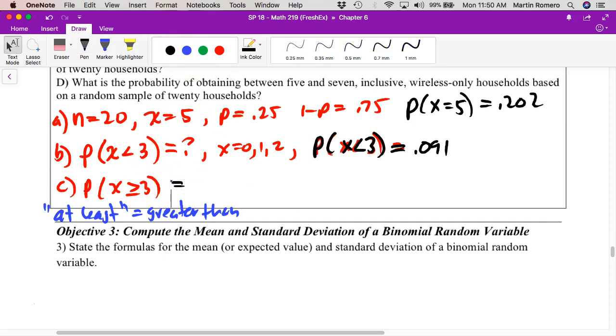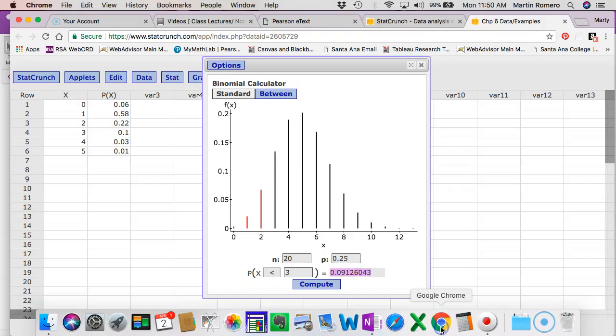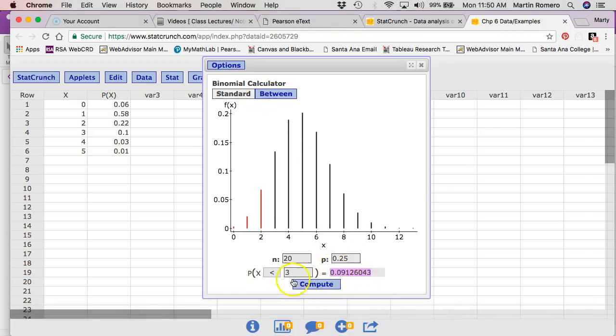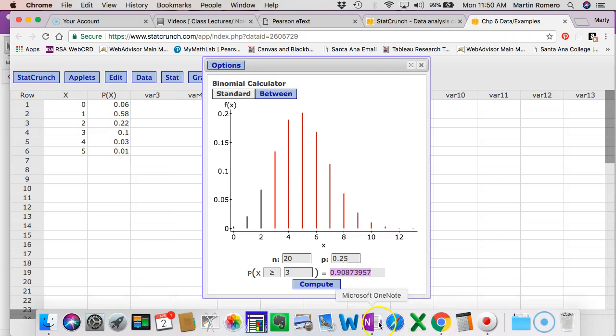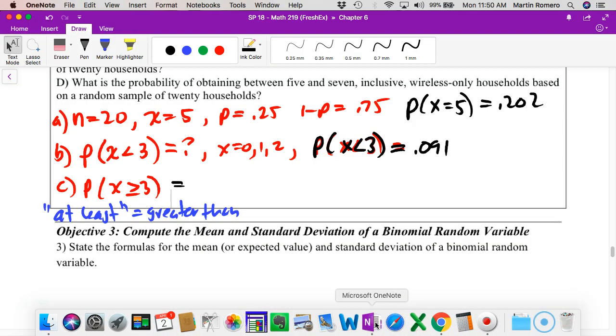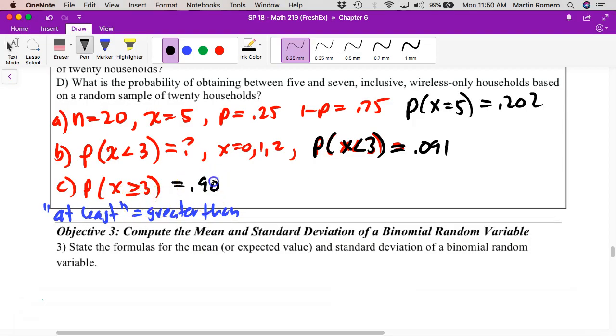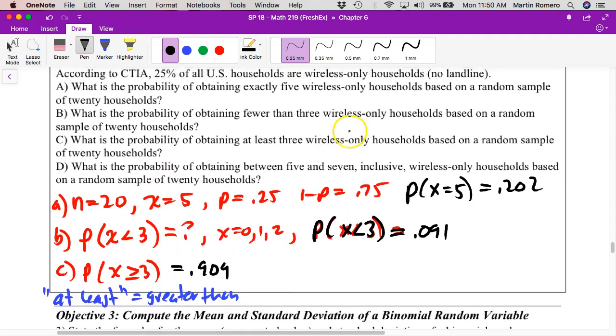You go back to StatCrunch. We're not using the formula; StatCrunch is doing it. Turn that to greater than or equal to, and now we have 0.909 right here. The answer is 0.909, about a 90% chance that 3 or more households, or at least 3 households, out of 20 will be wireless.